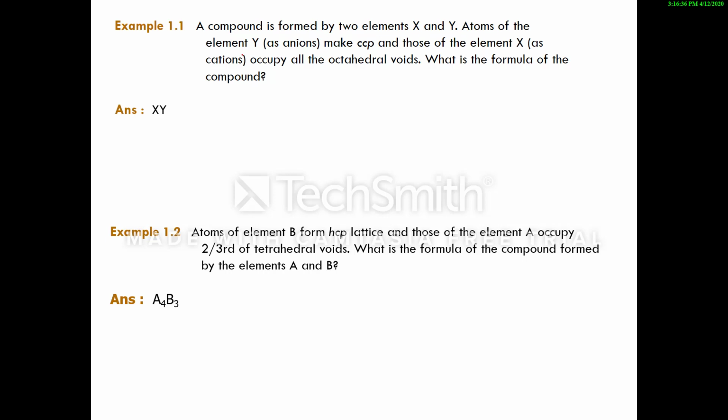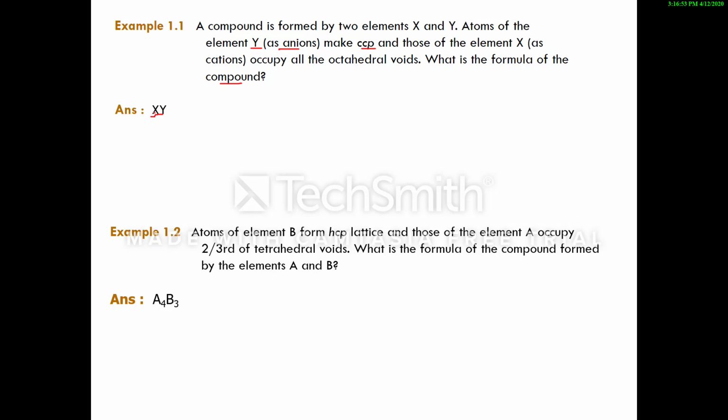Atoms of the element Y, which is the anion, make CCP, which is similar to FCC, and those of the element X as cations occupy all the octahedral voids. What is the formula of the compound? The answer is XY, but how will this XY come?